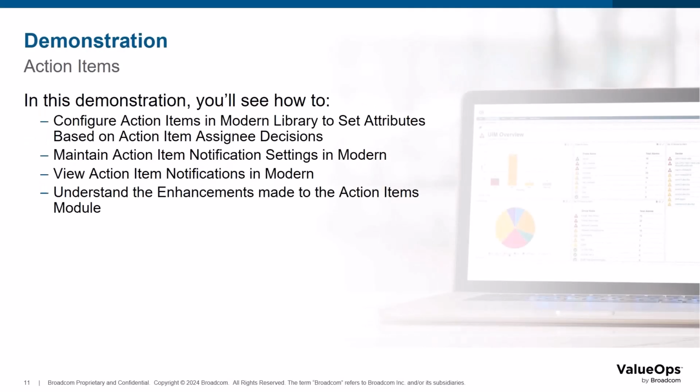For our demonstration, the first thing that we'll look at is how you can configure action items in the Modern Library to set attributes in Clarity based on any decisions from assignees. After that, we'll take a look at how users can maintain and update their notification settings in Modern. We'll also view action item notifications in Modern. And last, we're going to take a look at the enhancements that we made to the Action Items module.